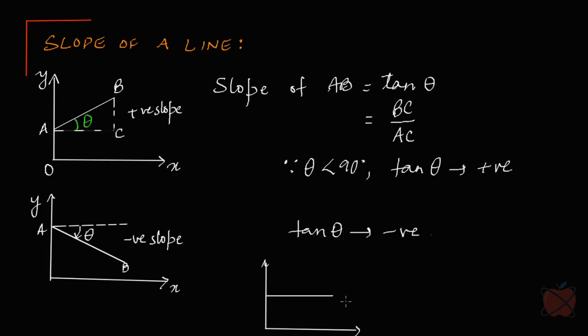A graph something like this. So in this case, what will be the slope of this line? It is neither going up nor going down, it's just going straight, so the slope of the line will be 0.